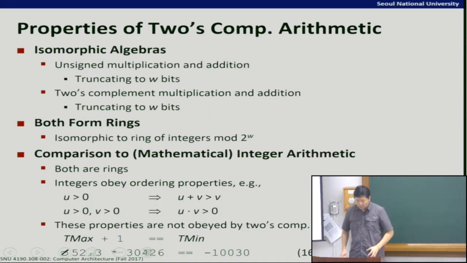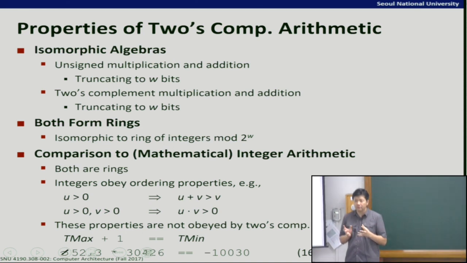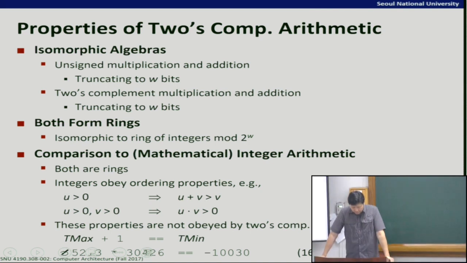And if you consider two's complement arithmetic, which is signed integers, then they are isomorphic. Isomorphic means, as I said, there's a one-to-one simple mapping between the two, so they have the same algebraic properties. Two's complement also forms a ring, and there exists an isomorphism, a simple mapping function between the two. So they have the same arithmetic properties.